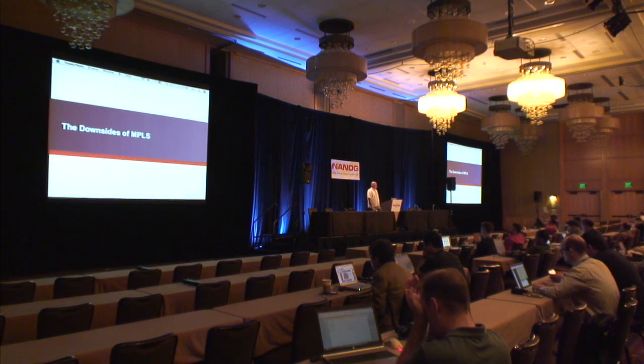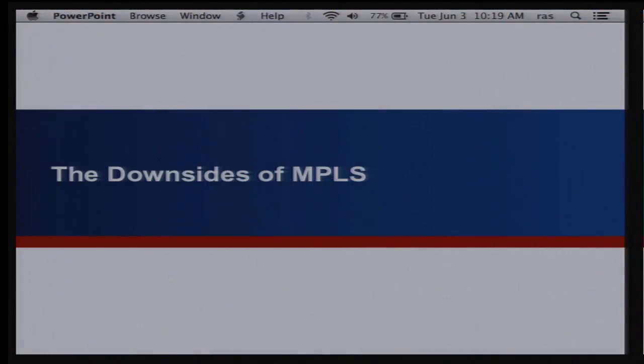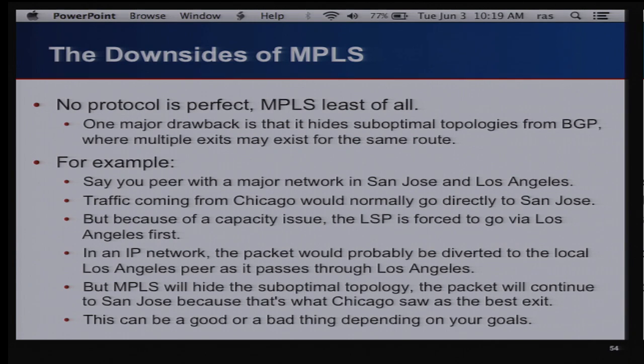And then there are a few downsides of using MPLS, and it wouldn't be right if I didn't talk about them. So remember, no protocol is perfect. One major drawback of MPLS is that it hides the topology changes related to your IP network when multiple exits exist. So say, for example, you peer with a major network in San Jose and Los Angeles. It's an Asian network, and you peer with them in 2 locations in the US. These are your 2 exit points.